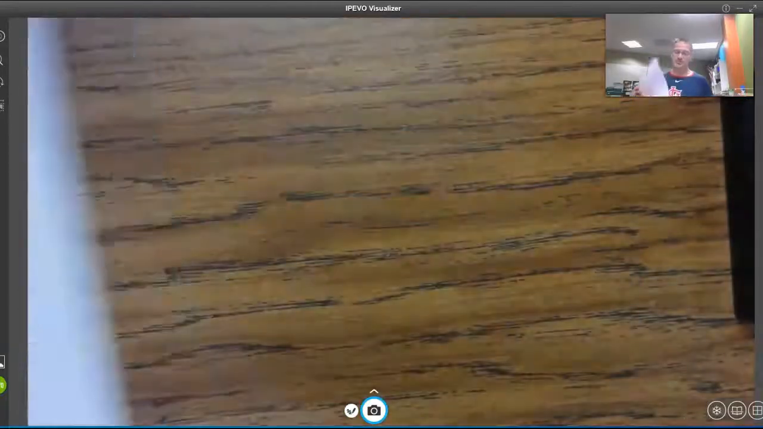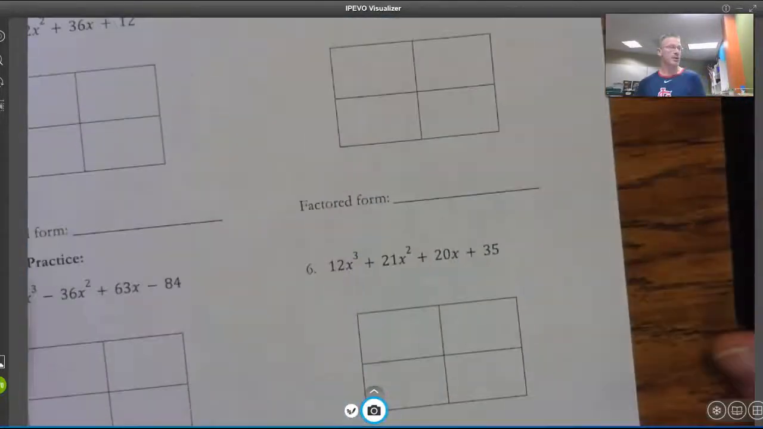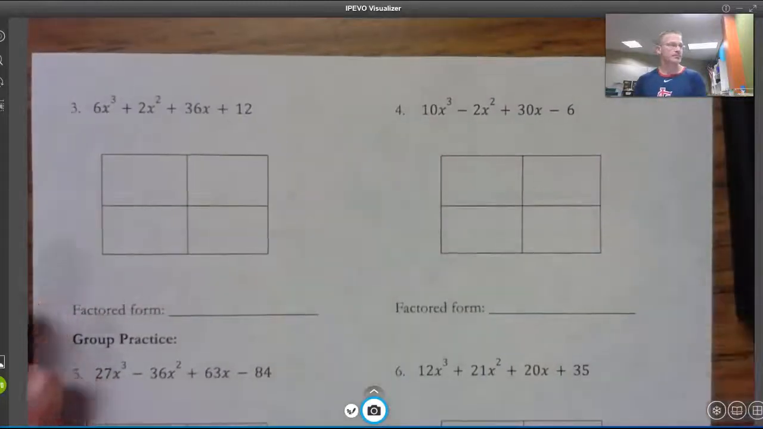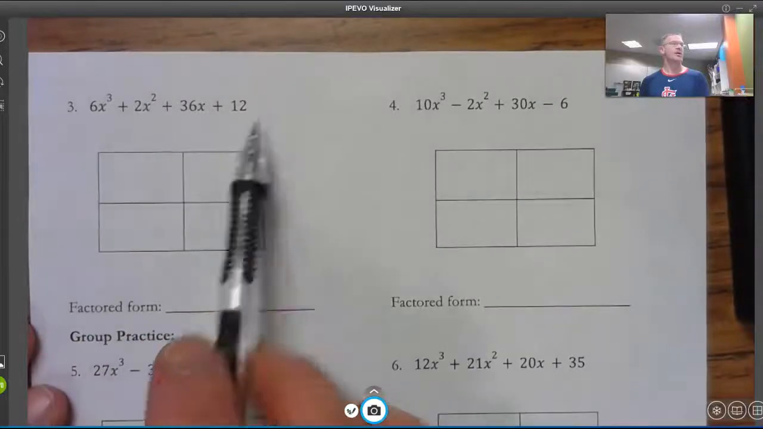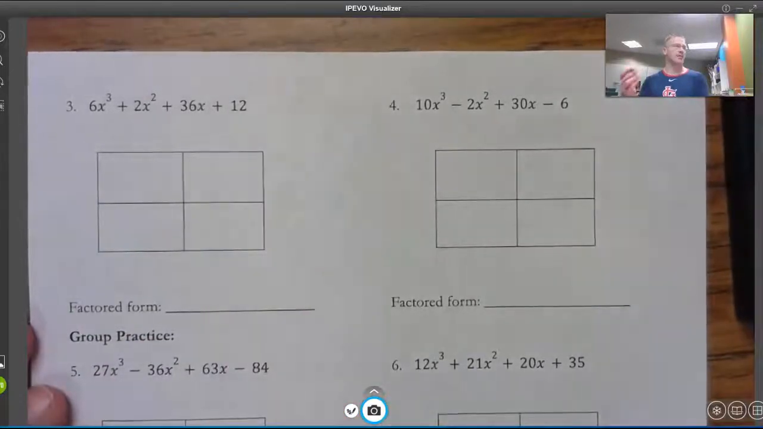All right, so let's flip the page and let's go to problem 3 here. Now notice problem 3. I have my 4 terms. As soon as I see 4 terms, I'm thinking factor by grouping.